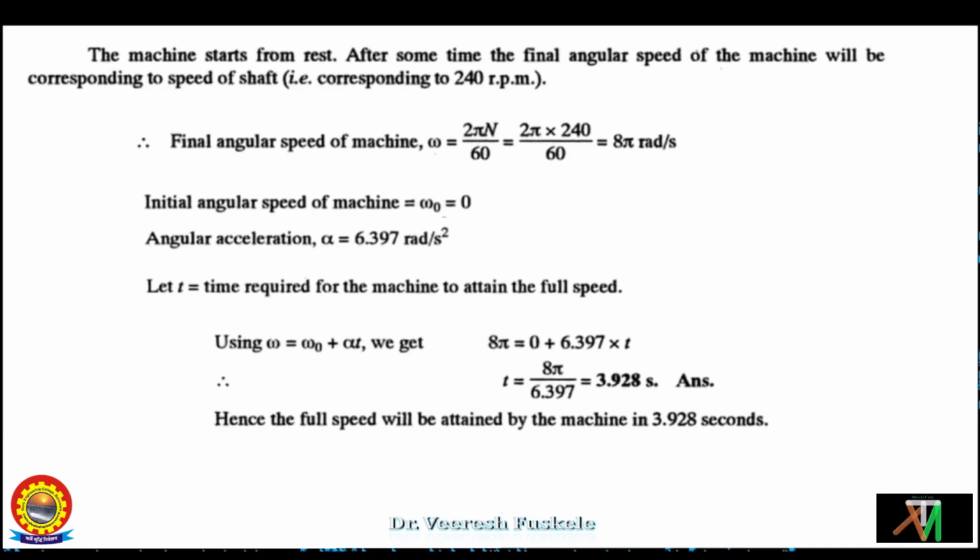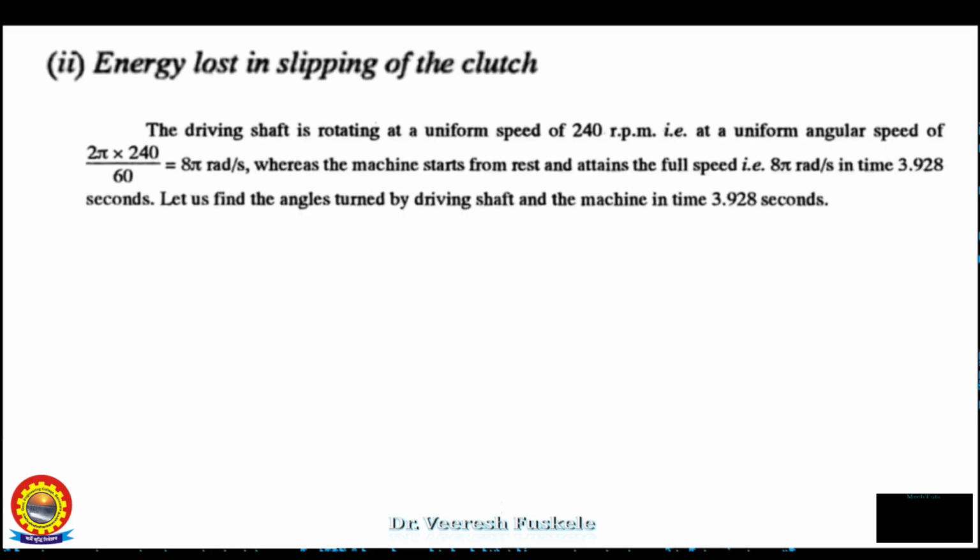Next we need to find out the energy loss, that is, energy lost in slipping of the clutch. The driving shaft is rotating at the uniform speed of 240 rpm, so the angular speed will be 8 pi radian per second as we have already calculated. Whereas the machine starts from rest and attains the full speed in time 3.928 seconds, that is t seconds. Now let us find the angles turned by the driving shaft and the machine in the time t seconds.